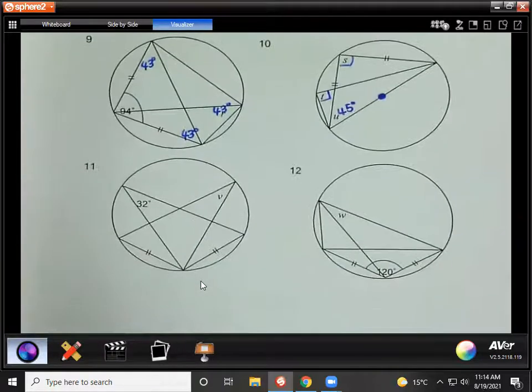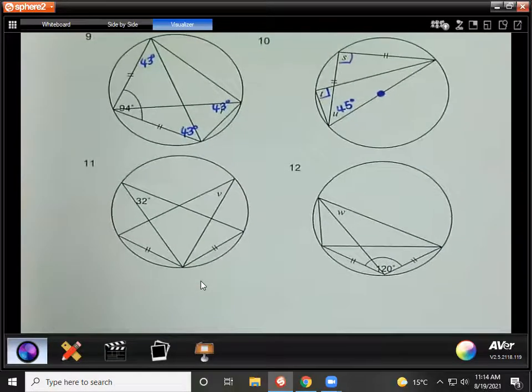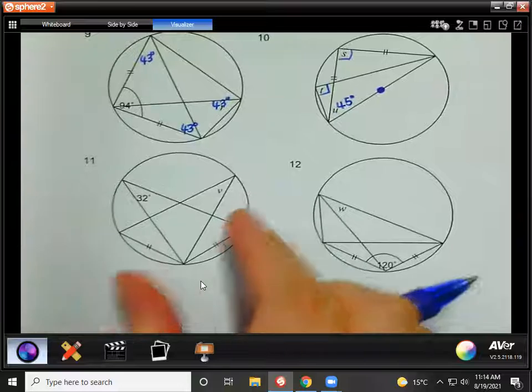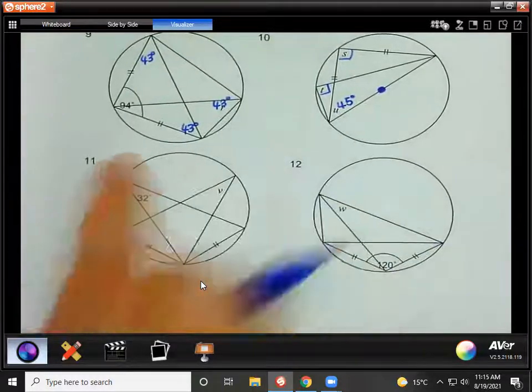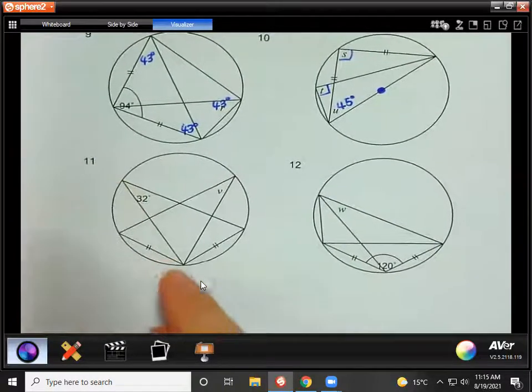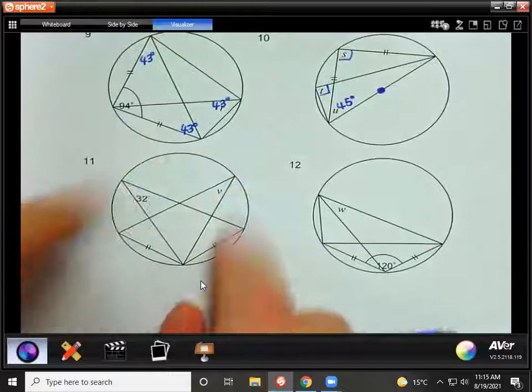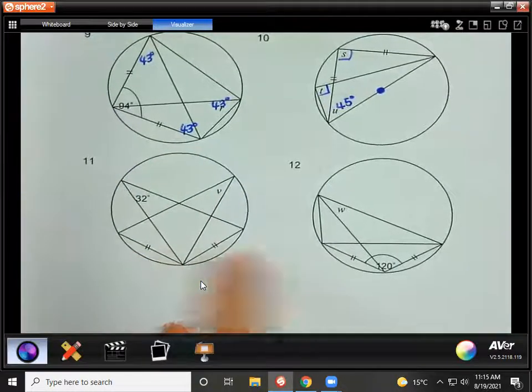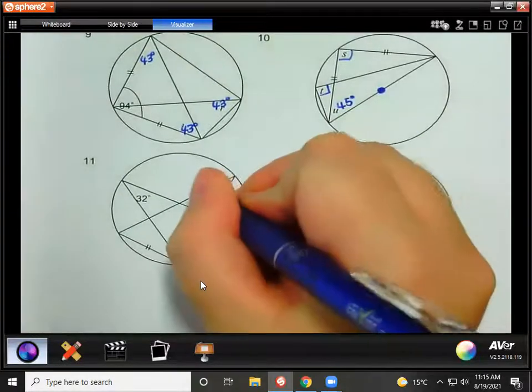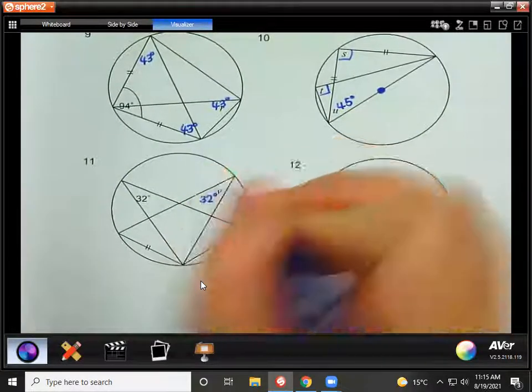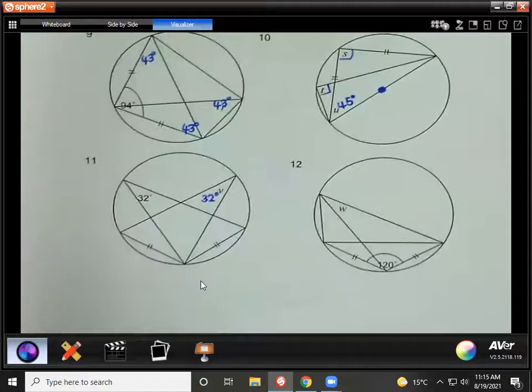Okay, nearly there. 11. We just have to find one angle here. Do we notice that this chord is subtending a 32-degree angle? And then a completely different chord is subtending angle V, but they are equal in length. Right? So if they are subtended by equal chords, the angles will also be equal. So V is 32 degrees. The reason there is equal chords, equal angles.